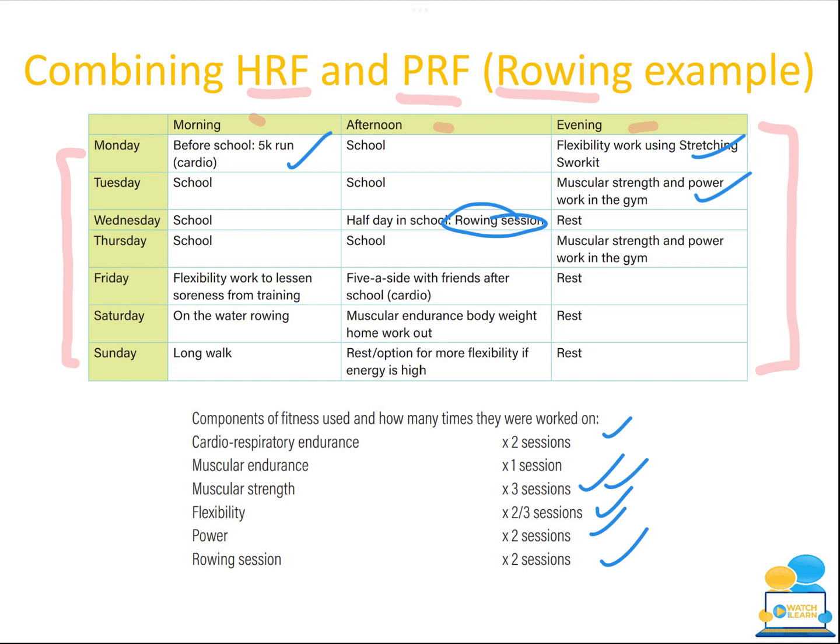Then we have flexibility work, so that again could be used for our injury prevention. 5-a-side with friends after school, so that's a little bit of fun to avoid tedium or boredom. Then Saturday we have underwater rowing, so again we have our rowing session there. Muscular endurance body weight home workout, so quite a demanding week this now. So muscular endurance body weight workout. Rest, we have a long walk on Sunday. We have rest, our option for more flexibility if available, and then we have rest. Okay, so we have a huge amount of time and effort and planning needs to go into a program like this, but this is how an athlete can combine health and performance related fitness.